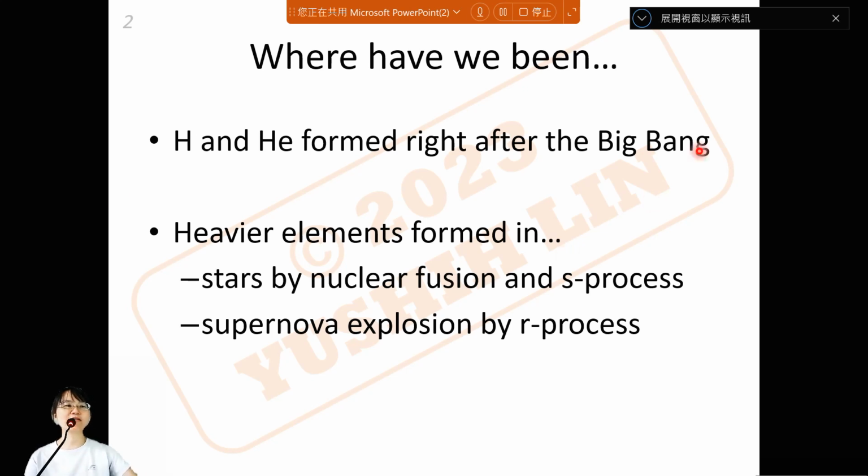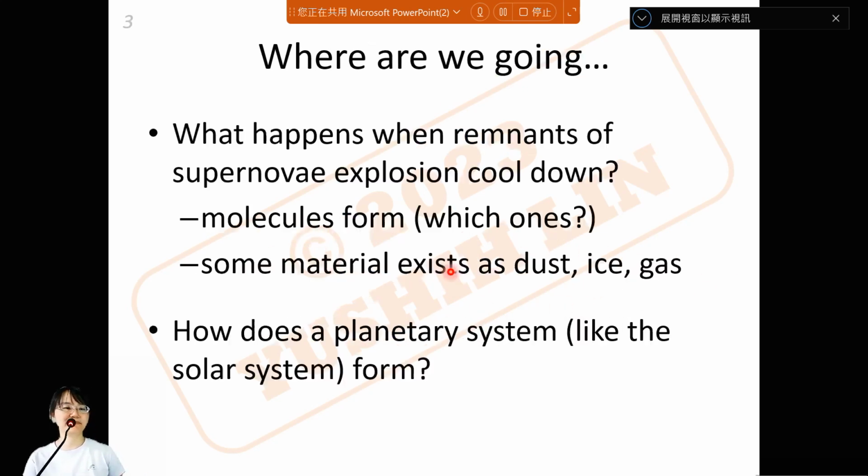We have talked about hydrogen and helium formation right after the Big Bang. We also have talked about heavier element formation, heavier than beryllium. How were they formed? They were either formed in stars by nuclear fusion or the S process, or they are formed by supernovas. Where are we going? So far, we have only talked about nuclei. Are you made of nuclei? Are you made of single atoms?